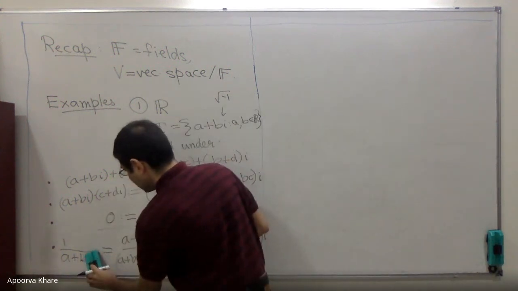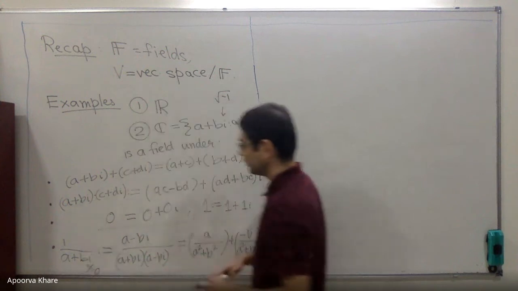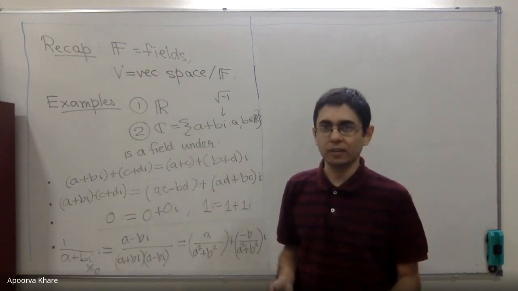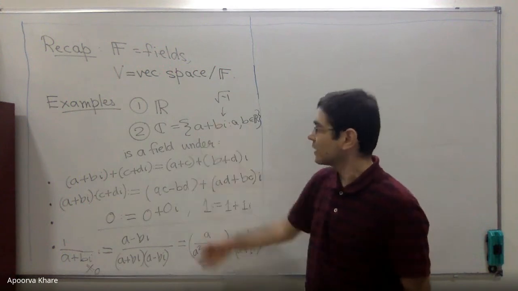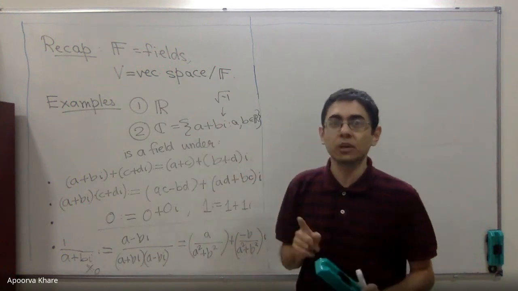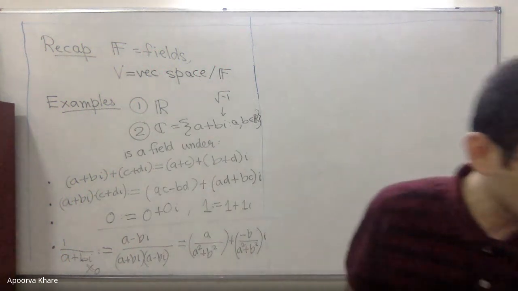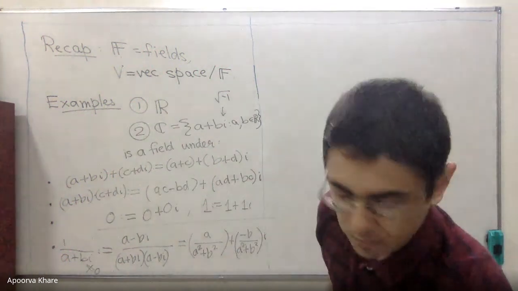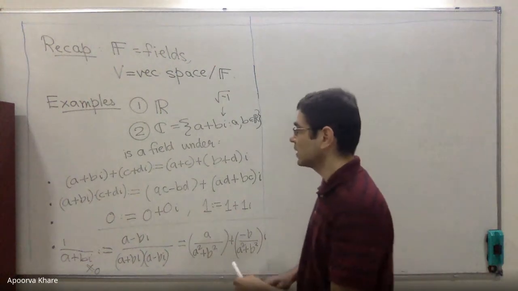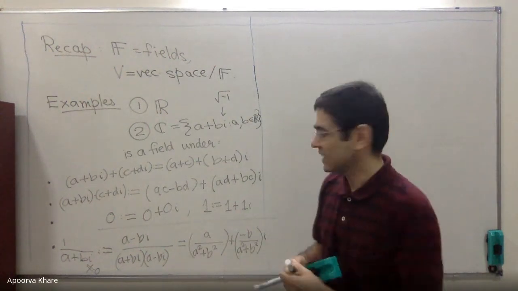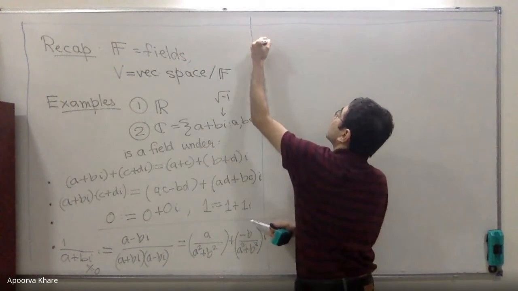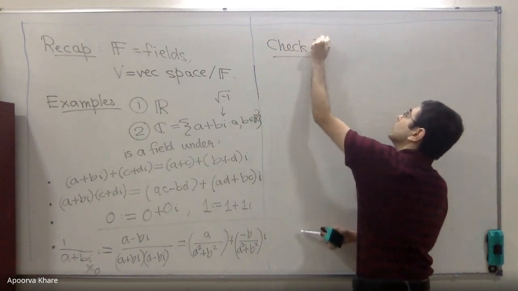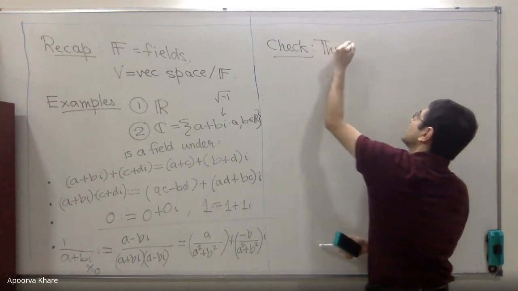Okay. Once you have these definitions, you have to prove or verify for yourself that these definitions satisfy the axioms of the field. They satisfy the field axioms, and that is why the complex numbers form a field. So why do they satisfy the axioms? So, for example, check that these operations satisfy them.